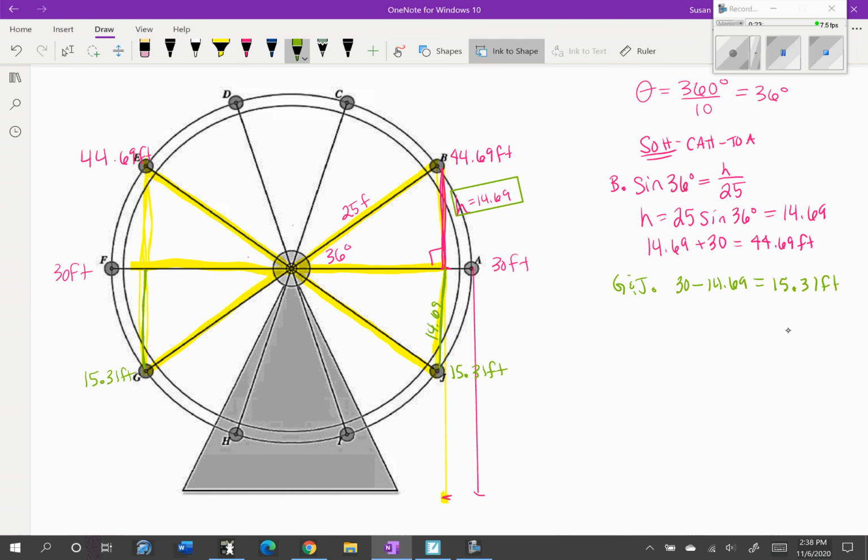So now we're almost done. We just have to do C, D, and H, and I. So see if you can pause the video to do those on your own, and when you're done, play the video to check your work.